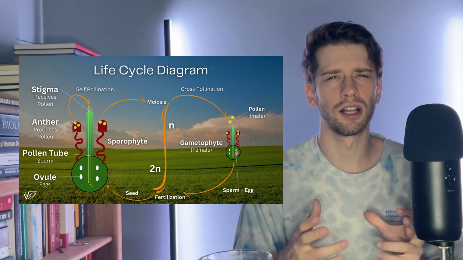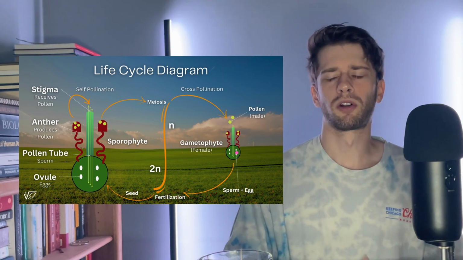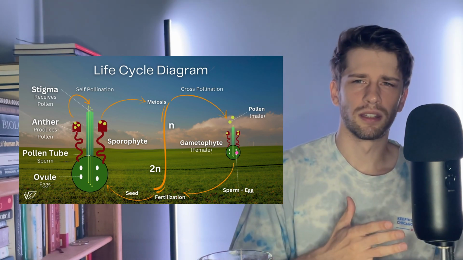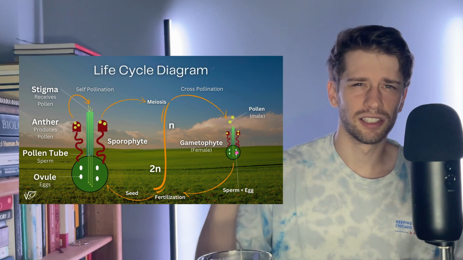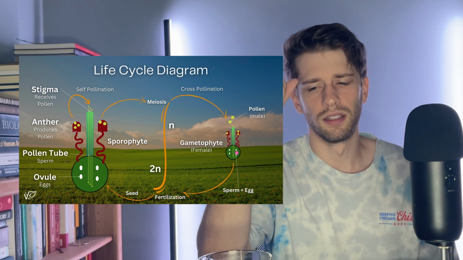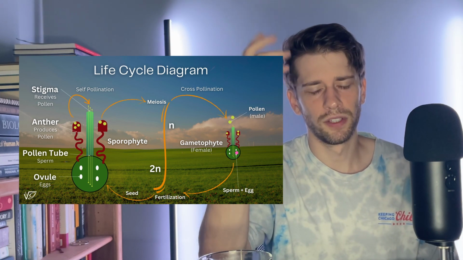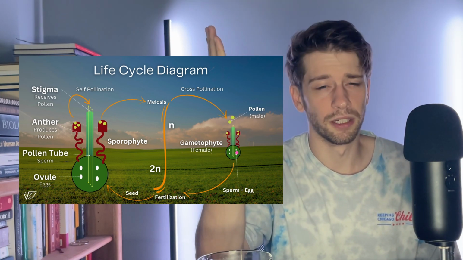Grass also can self-pollinate, which I will come back to in a moment. But cross-pollination is when the pollen comes across and sticks to the stigma, which is more of the female portion of the grass. And this female portion is called the megagametophyte.